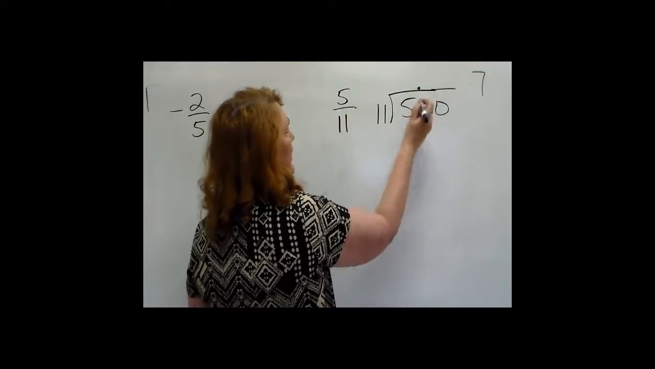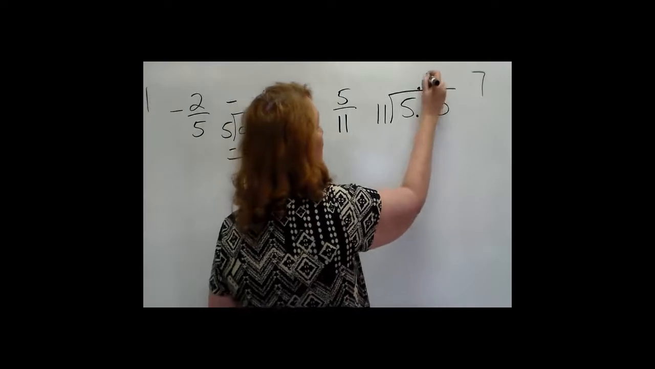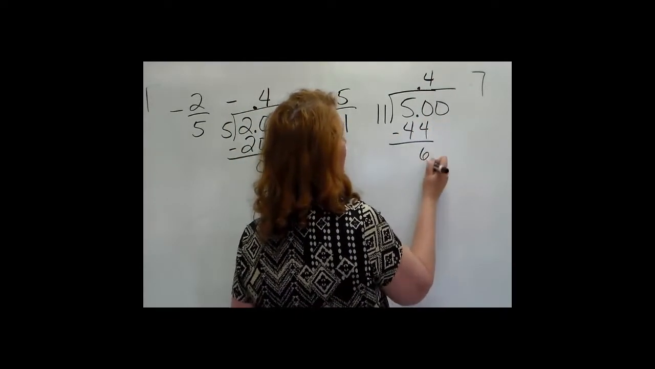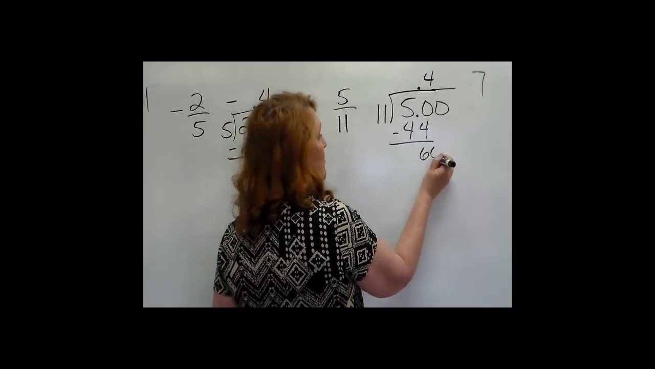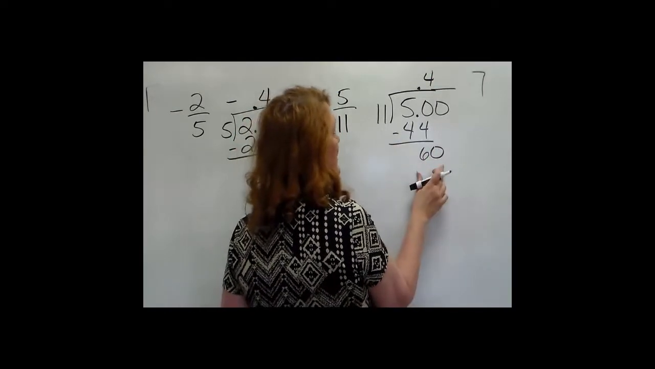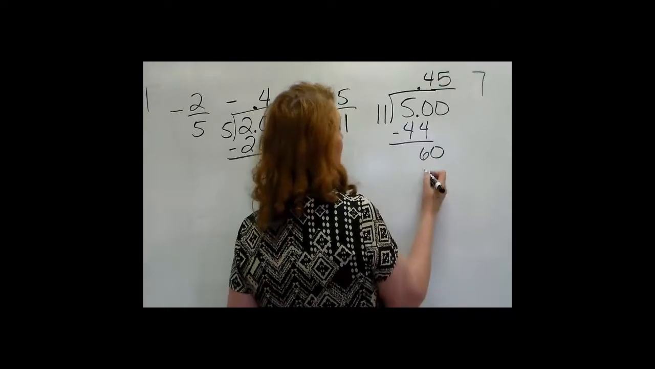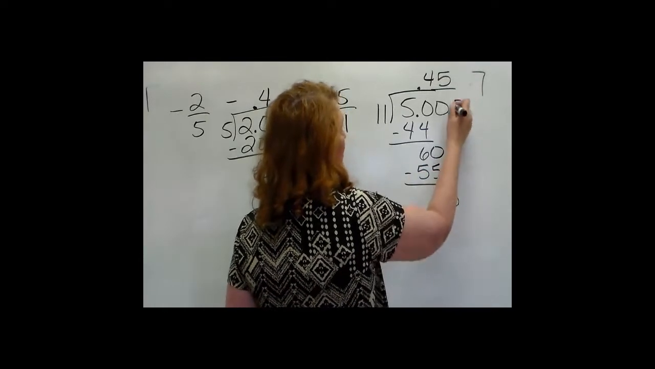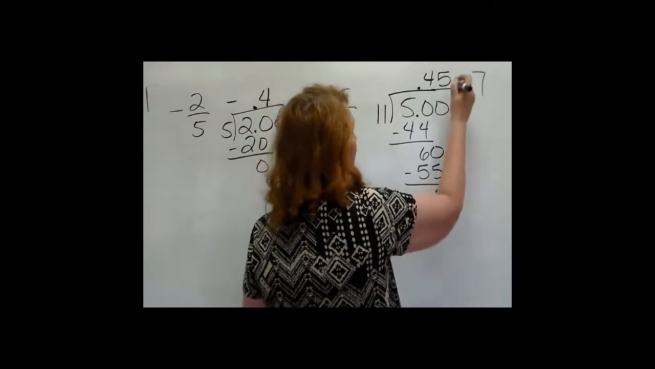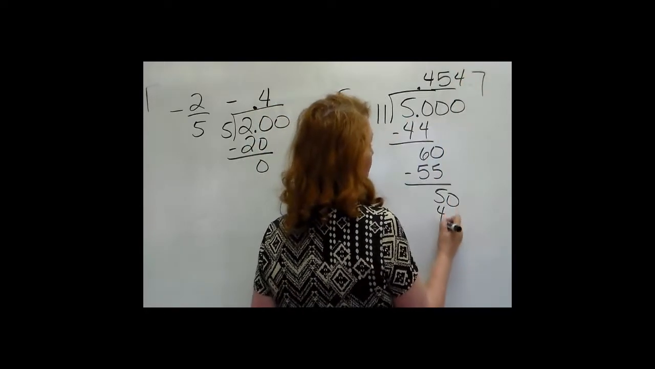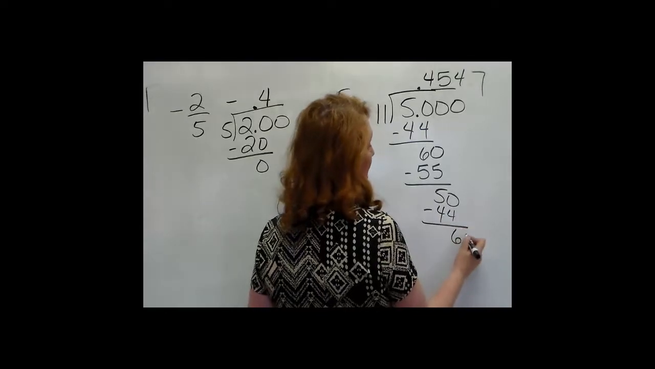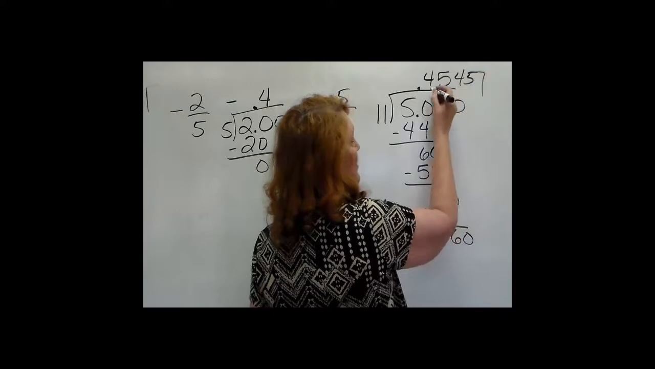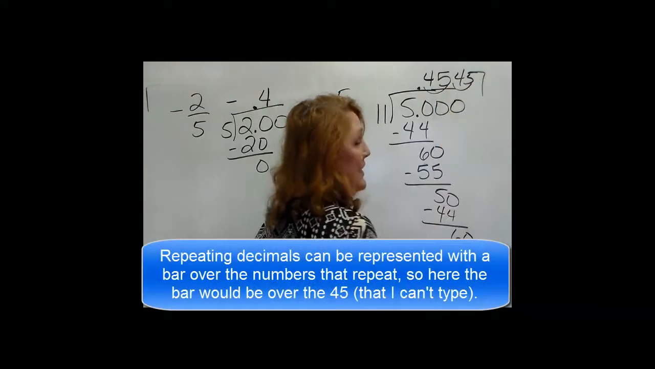11 goes into 50 4 times. 4 times 11 is 44, and I subtract, I have 6, I bring down my 0. 11 goes into 60 5 times. 5 times 11 is 55, I subtract, I get a 5, I bring down a 0. 11 goes into 50 4 times. 4 times 11 is 44, I subtract, I get a 6, I bring down a 0. 11 goes into 60 5 times. Do you see how this is becoming my repeating decimal here?